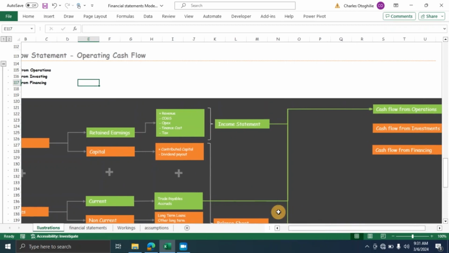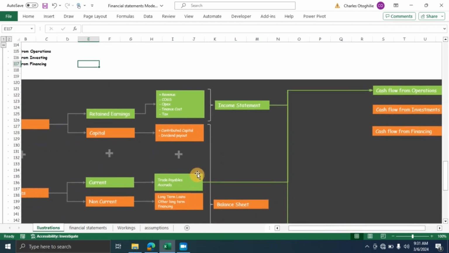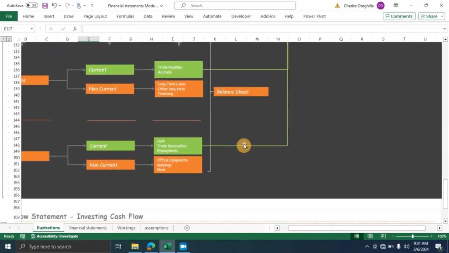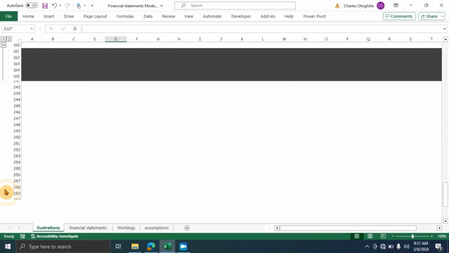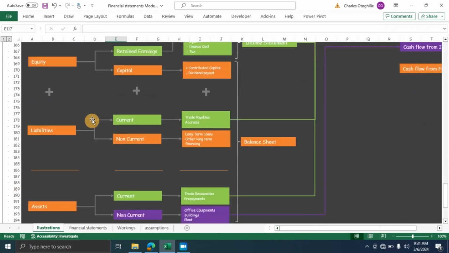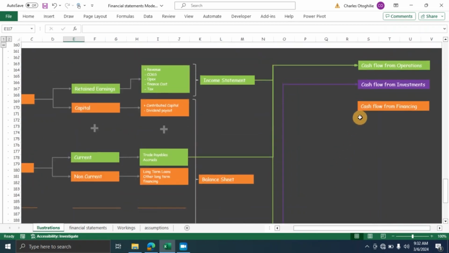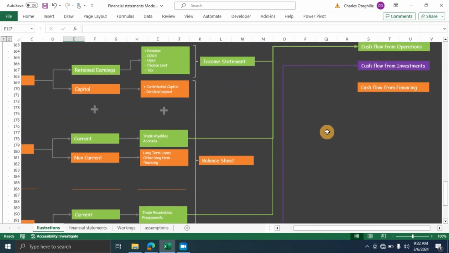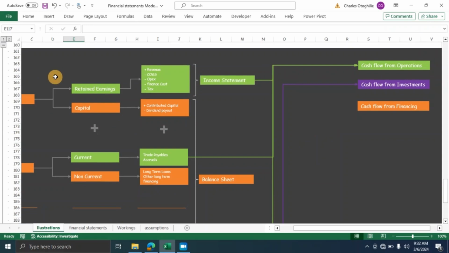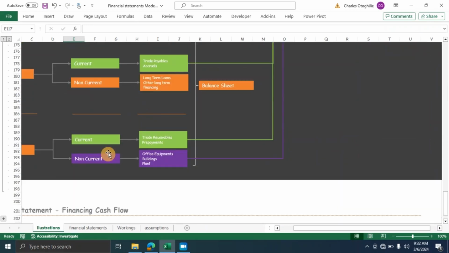So what about the others? What about cash flow from investing? What places will we be looking at when we are discussing cash flow from investing? Here it is. When we are discussing cash flow from investing, we are looking at these areas. You see the purple colored lines? That is the cash flow from investing.